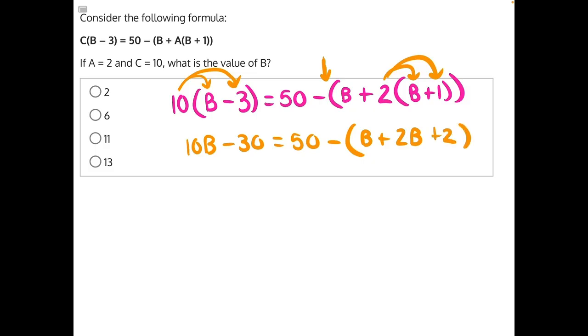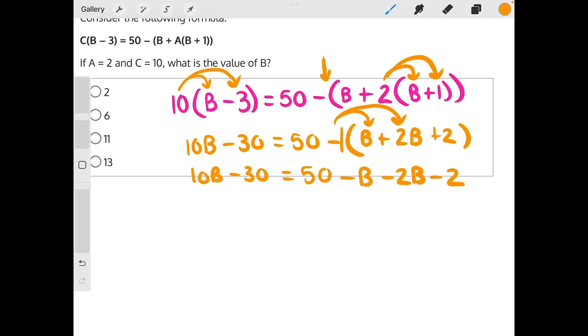Now we can go back and do this distribution. So we have a negative 1 being distributed to everything inside these parentheses. So we will have negative 1 times b will give us negative b. Negative 1 times a positive 2b will give us negative 2b. And negative 1 times positive 2 will give us a negative 2. And now we can bring everything else down. 50 equals 10b minus 30.